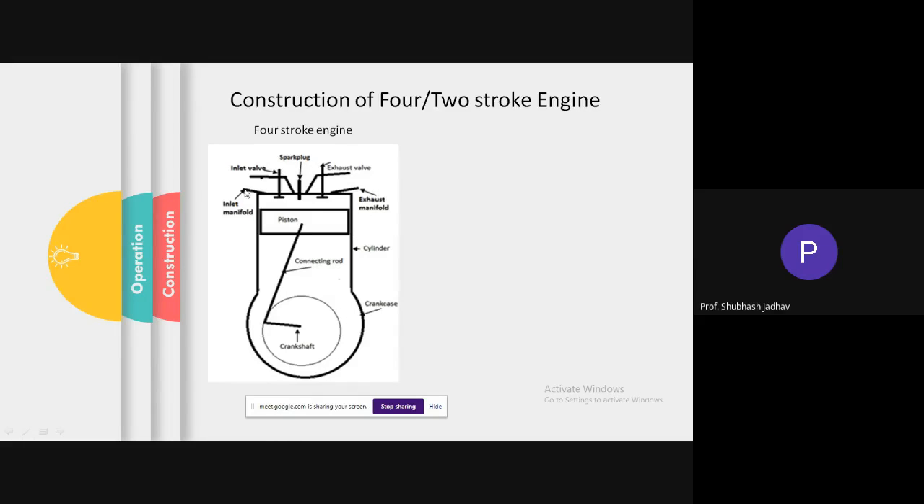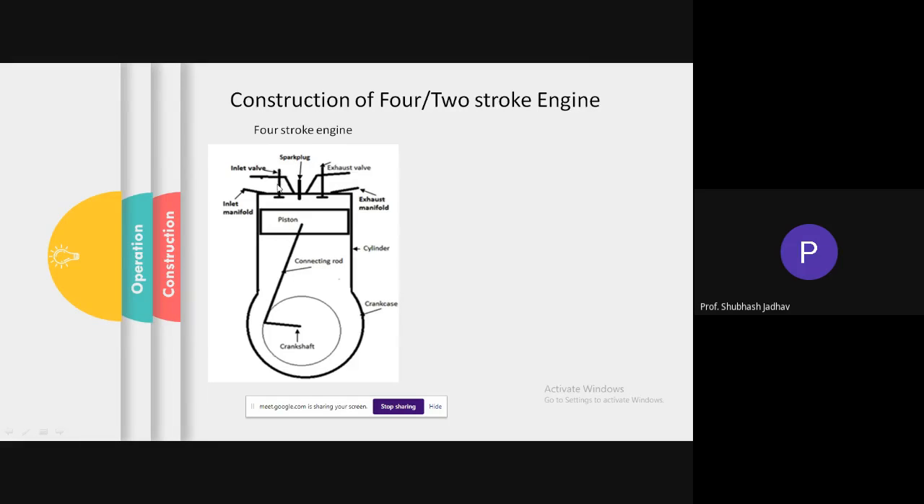You can see shown here the inlet manifold through which the fresh air, if it is a diesel engine, and air fuel mixture, if it is a petrol engine, is coming. And this is your combustion chamber. And this is the path where the exhaust gases, that is the burned gases, are supposed to go outside. So this is called an exhaust manifold. This was your inlet manifold, and this is your exhaust manifold.